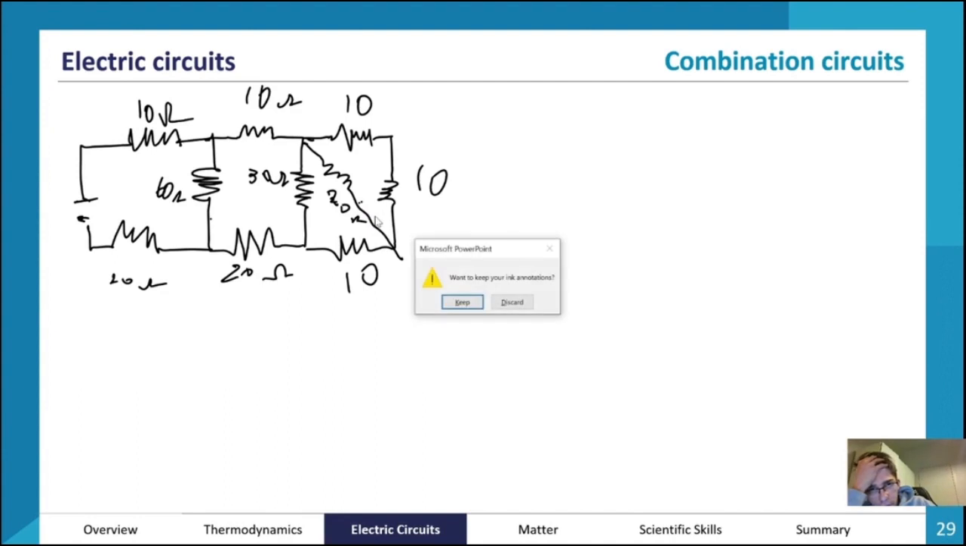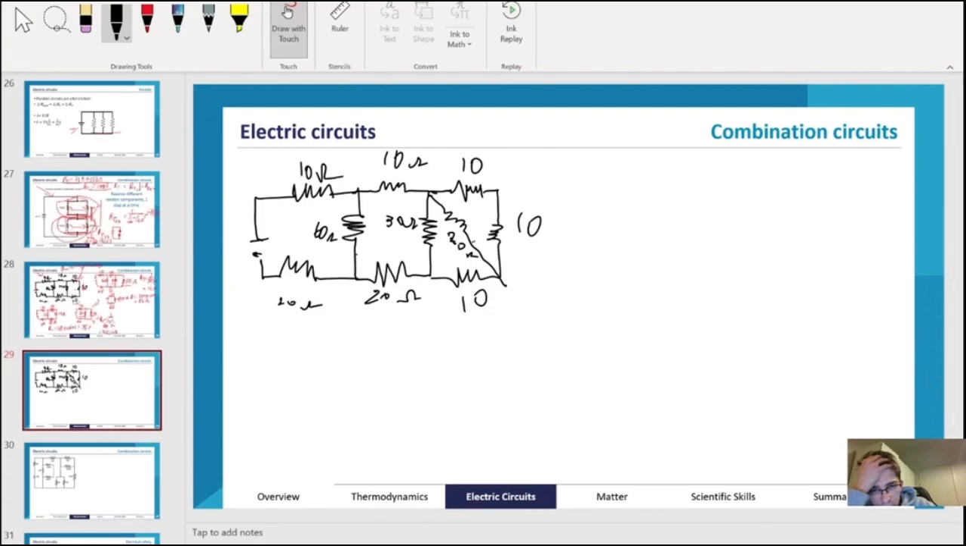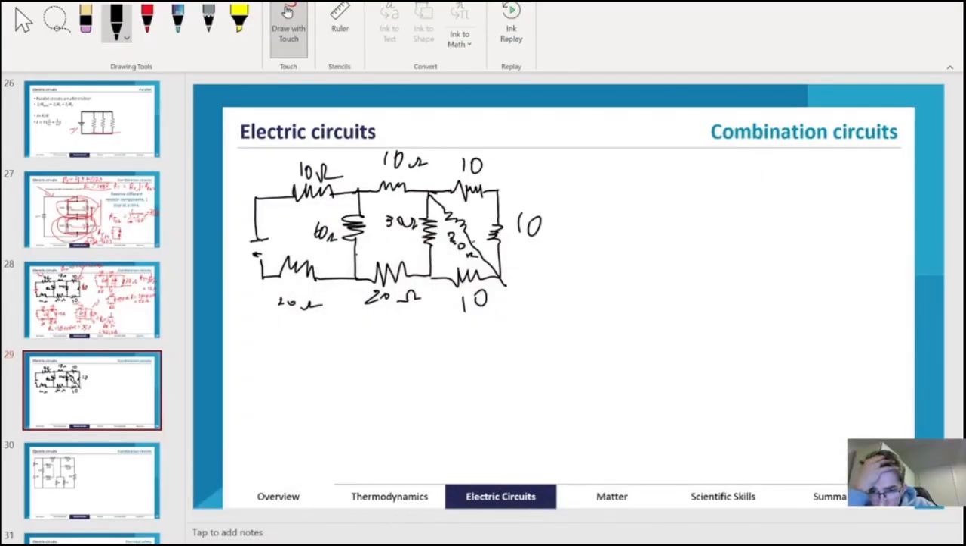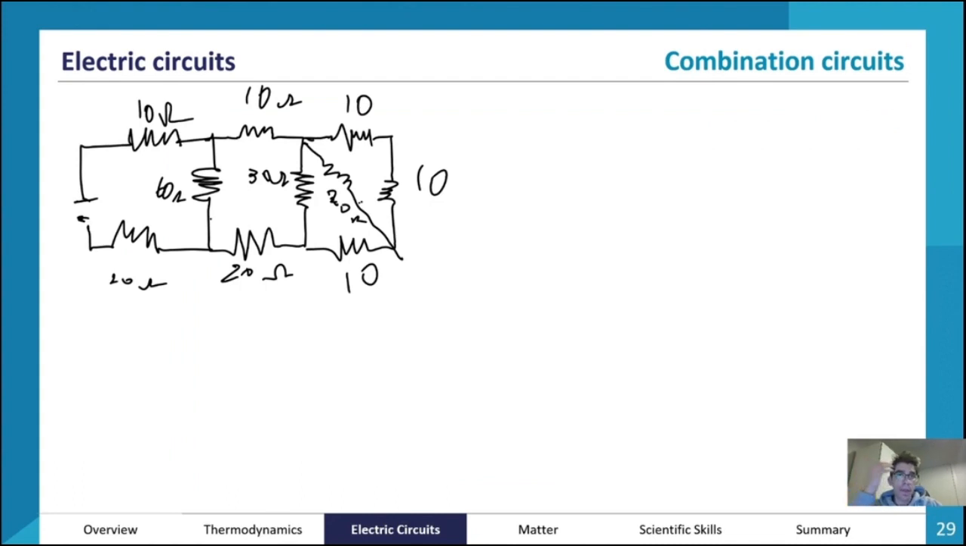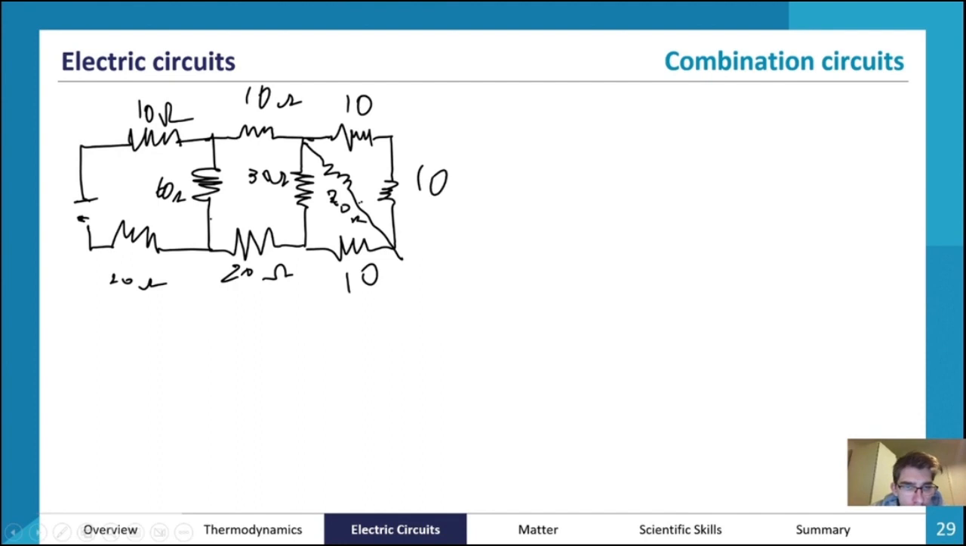Let's see how we're going. I think we're doing well on time, but we have 30 minutes to go. Enough time. Because these two are so complicated.